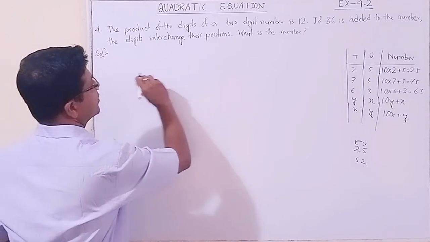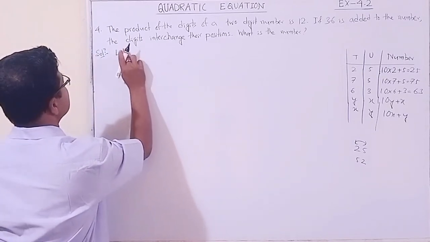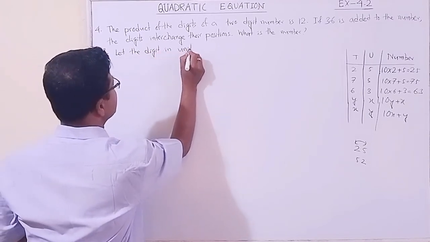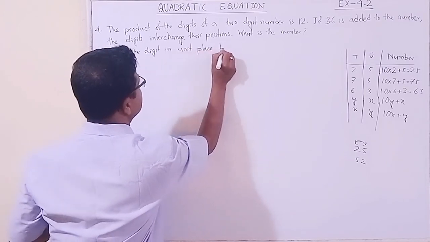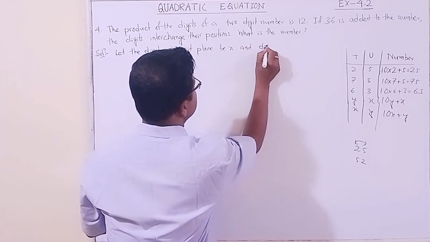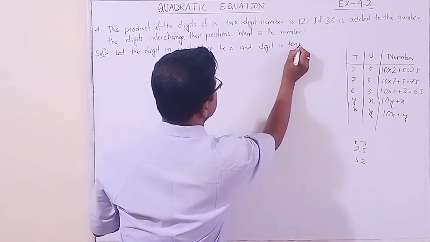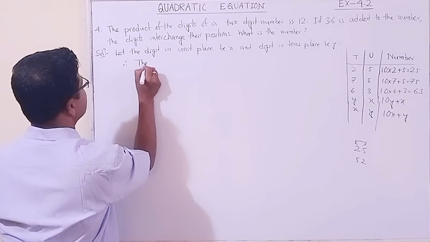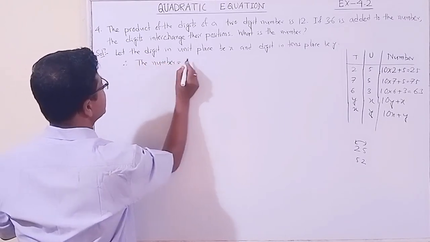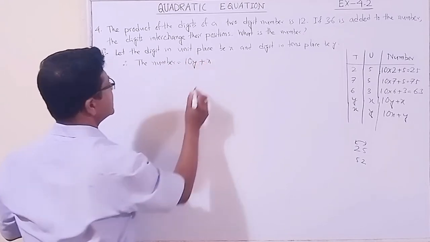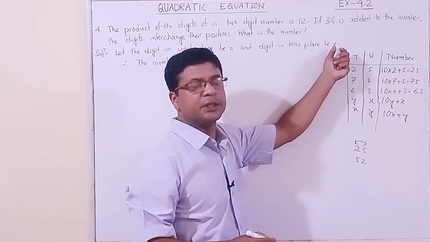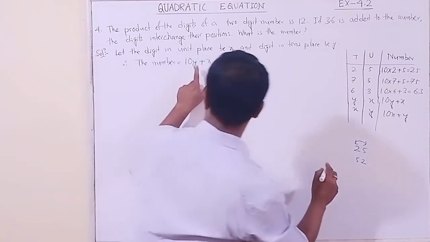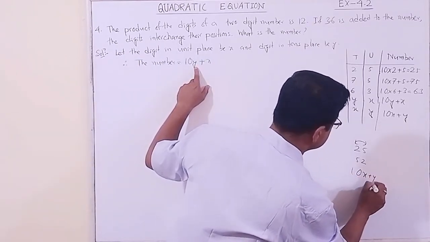So here, what is the number? Let the digit in unit place, or ones place as we can also write, be x, and the digit in tens place be y. So what is the number? Therefore the number is equal to 10y plus x. 10 into the digit in the tens place, which is y, so that's why 10y plus the digit in the unit place. If we interchange their places, what will be the number then? It will be 10x plus y. x and y will be interchanged.